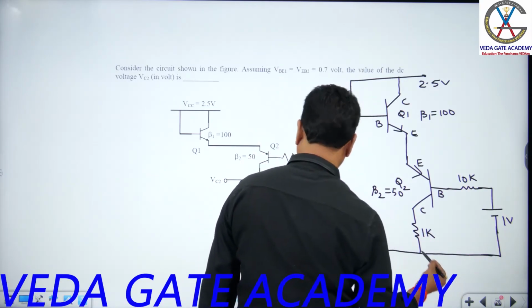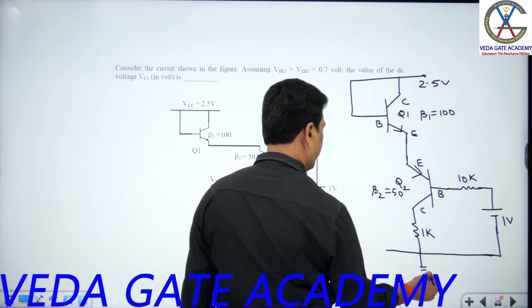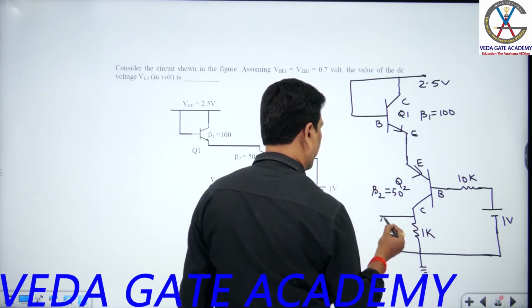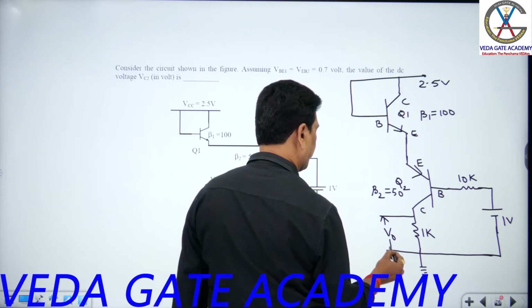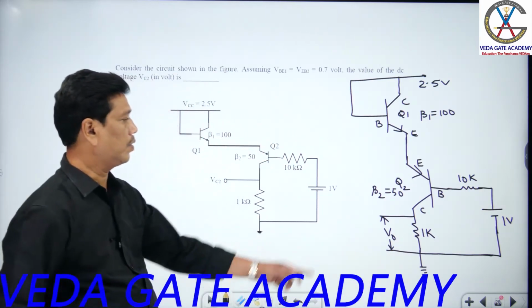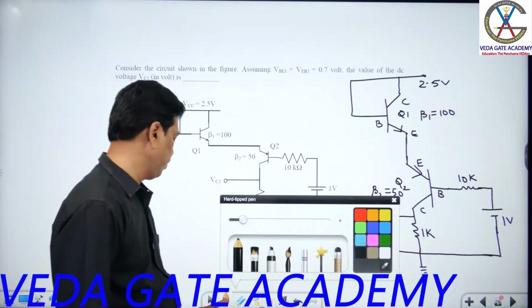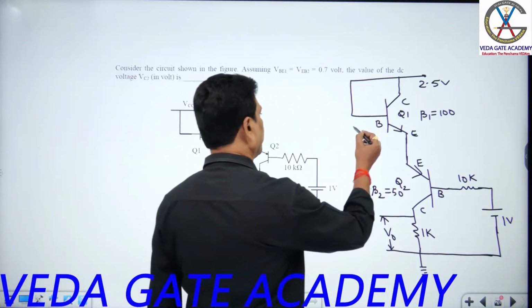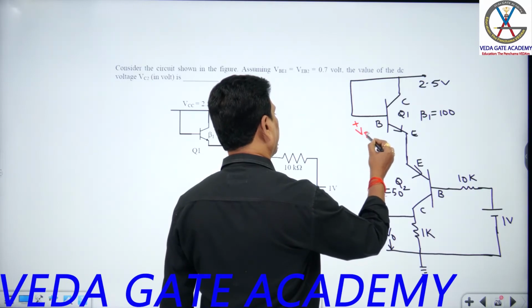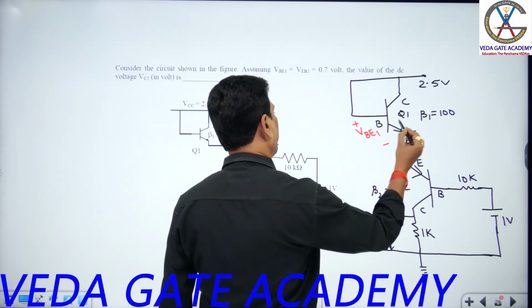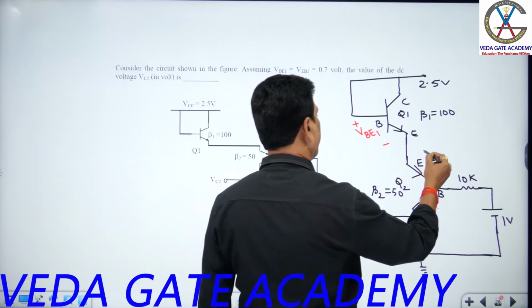Okay. So this is nothing but a ground. In this place, he is asking V0. That is the question he has given, students. So now I can indicate how to calculate that. Now indicate the places, students. This is the place of VBE1. And this is the place of VEB2, students.